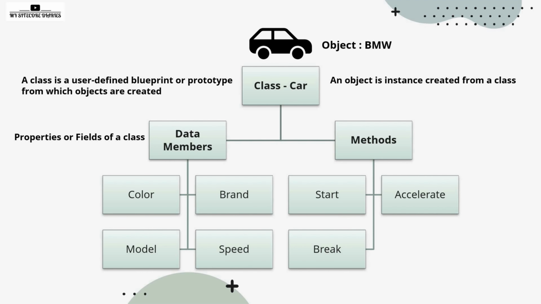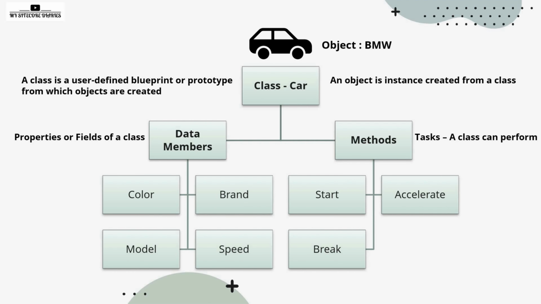So here a car is your object. It might have some properties, which we will call data members. Now, what properties will a car have? Like what is its color, brand, model, and speed. So that is called your data member. It is a property or a field of a class.